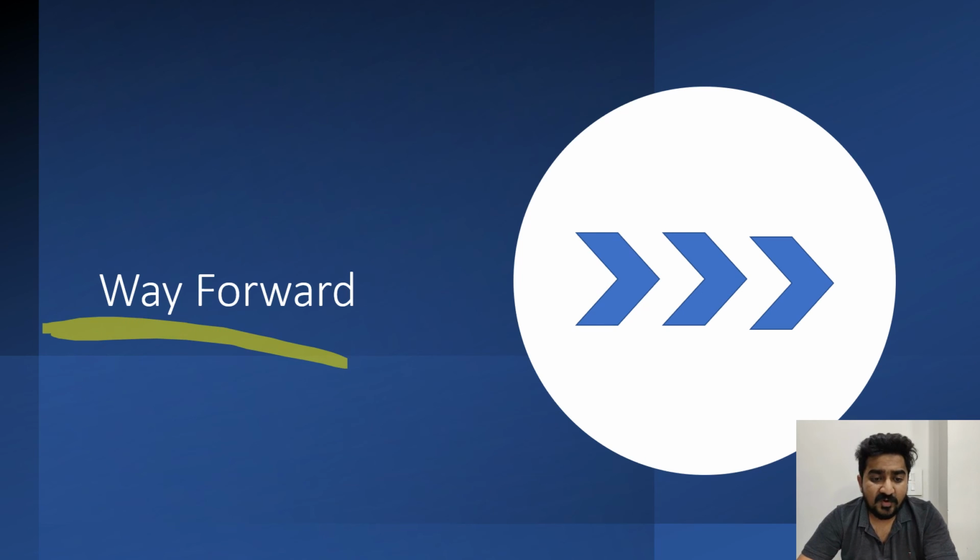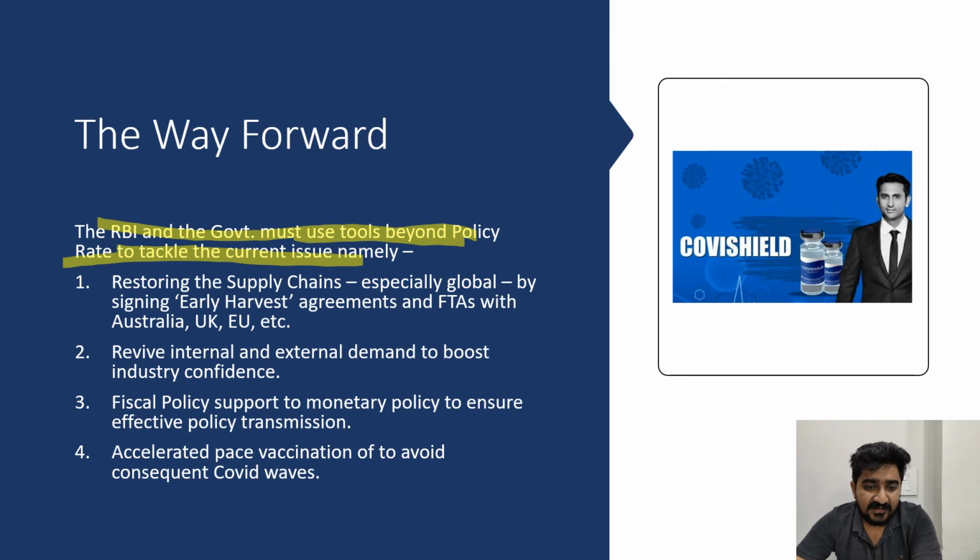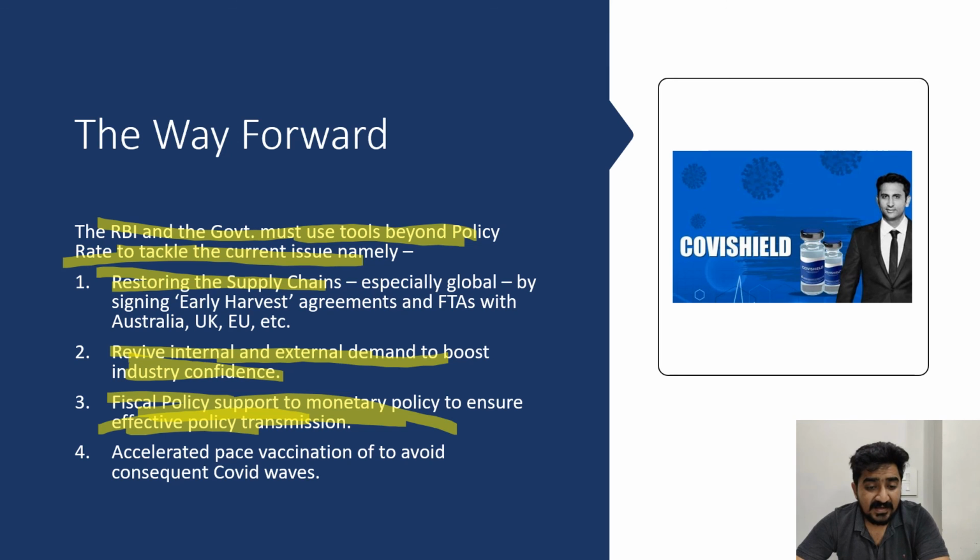What then could be the way forward? Extraordinary circumstances call for extraordinary measures. Stagflation-like situations cannot be dealt with simple countercyclical policy rate measures. The RBI and the government must thus look beyond policy rate to tackle the current issue. The government must work on restoring the supply chains so as to reduce the cost push inflation. Reviving internal and external demand to boost industry confidence is very important. Fiscal policy should support monetary policy to ensure effective policy transmission. Lastly, and most importantly, an accelerated pace of vaccination is important to avoid any further future COVID waves.